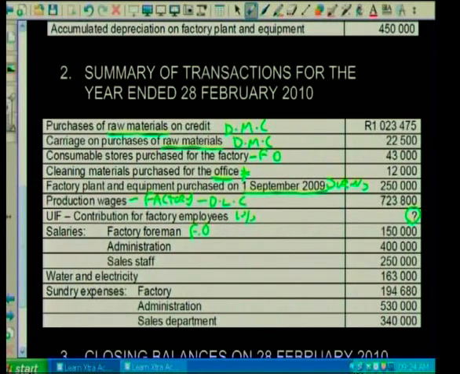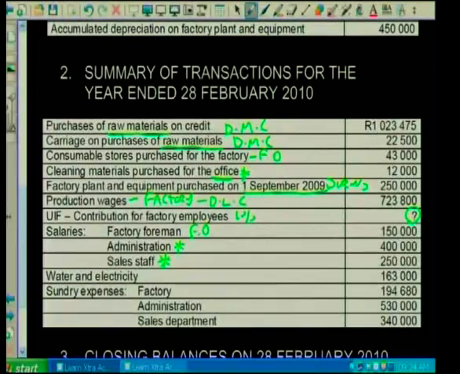Administration has absolutely nothing to do with the factory. It's an office expense. So again, a little star there. I don't think I'm going to need that info. And then your salaries for your sales staff. Again, sales staff has nothing to do with the factory or the making of the product. So again, I doubt I'm going to need that bit of info.